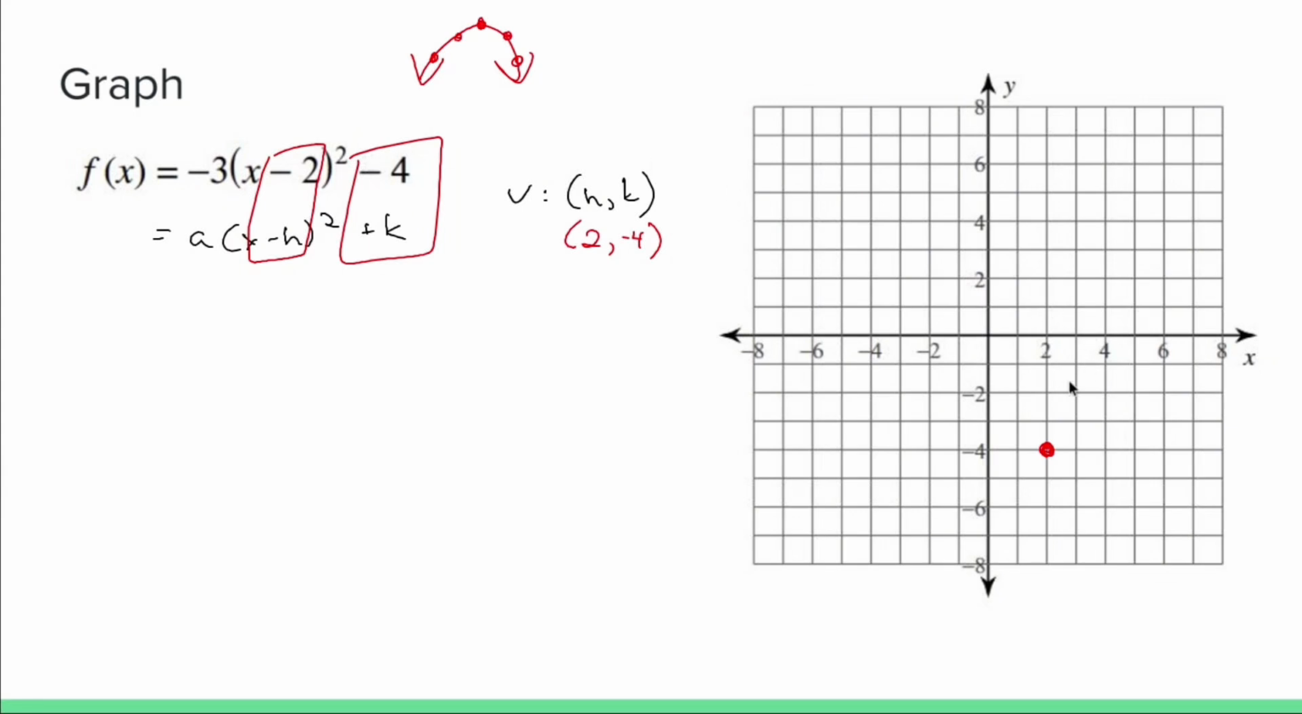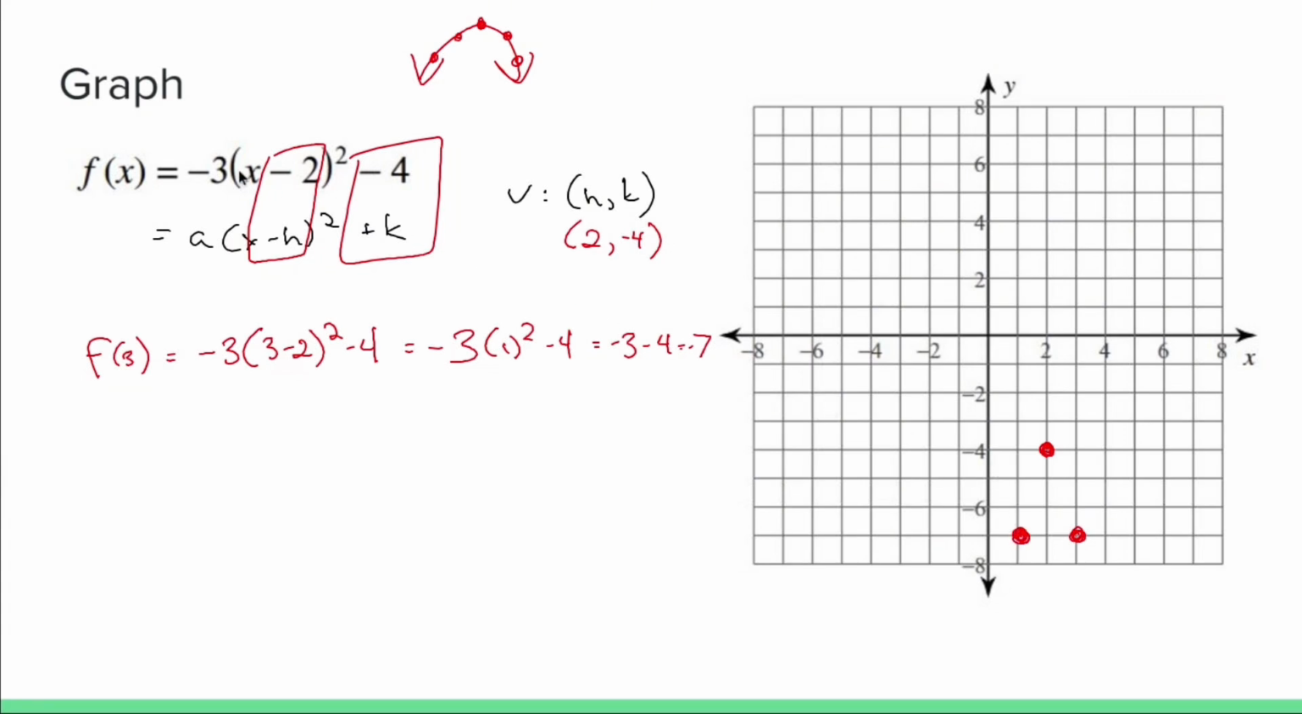Why don't I find out what f of 3 is? f of 3 is negative 3 times 3 minus 2 squared minus 4. So negative 3 times 1 squared minus 4. 1 squared is 1, negative 3 times 1 is negative 3, and negative 3 minus 4 is negative 7. I'm not going to have space for more points after this. Plugging in 3 gives negative 7, which puts a dot there, and that means when I go to 1, I'm also going to get negative 7.